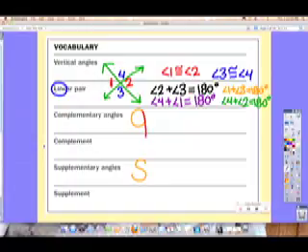Cha-ching, the 90 degrees, that's all I needed as a trick. So complementary angles stands for 90 degrees. It's two angles added together that equal 90 degrees.